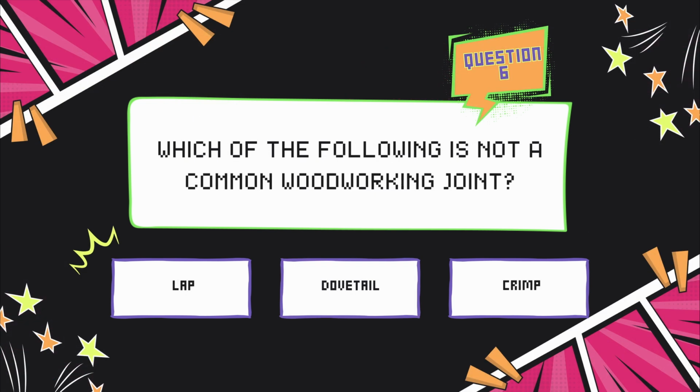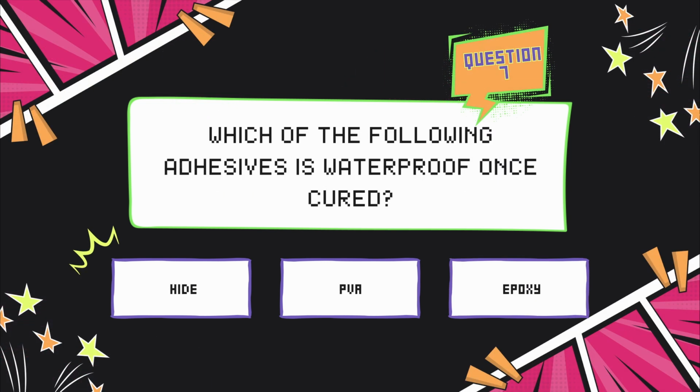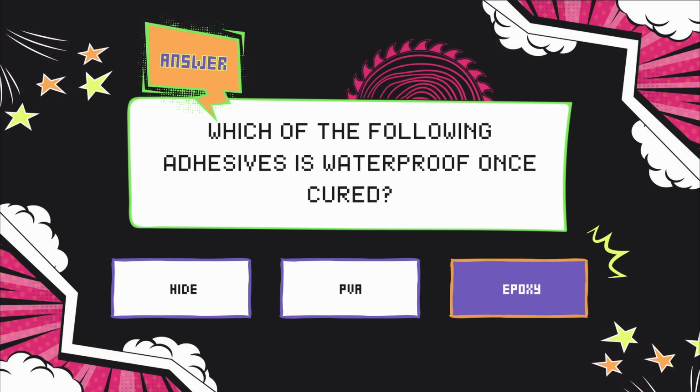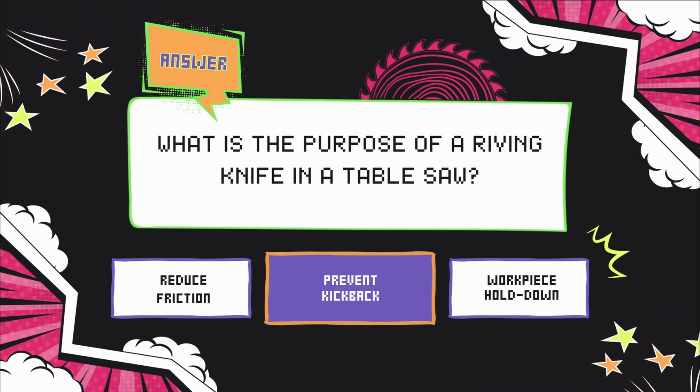Which of the following is not a common woodworking joint? And the answer is crimp. You do that to your hair. Which of the following adhesives is waterproof once cured? And that answer is epoxy. What is the purpose of a riving knife in a table saw? That's right, to prevent kickback.